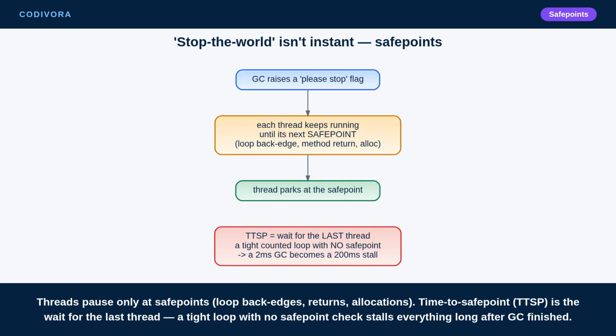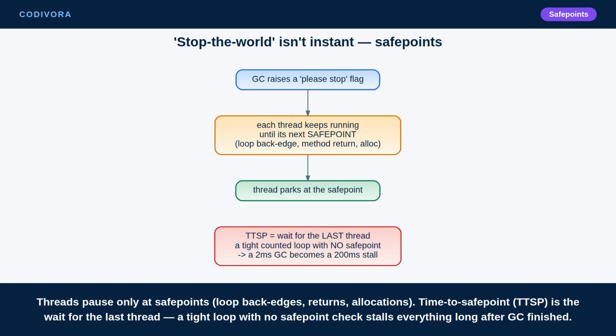When GC needs to stop all application threads, it does not happen the instant it decides. A thread can only pause at a safe point, a spot the JVM marked as safe, like a loopback edge, a method return, or an allocation. The collector raises a please-stop flag, and each thread keeps running until it reaches its next safe point, then parks. The wait for the last thread to get there is called time to safe point, TTSP.